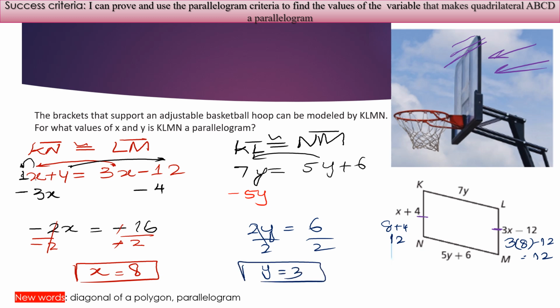Now to make sure that I am right, I will replace my values here. In place of y I will write 3. 7 times 3 is 21. Here 5y is replaced by 3, plus 6. 5 times 3 is 15. 15 plus 6 also gives me 21. So we can see that the given figure is a parallelogram. So we can just make the opposite sides equal to each other and find the unknown value.